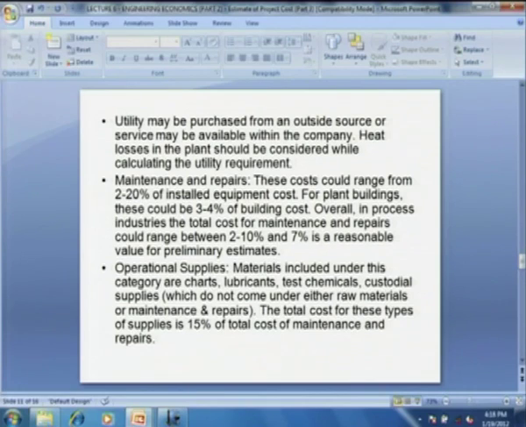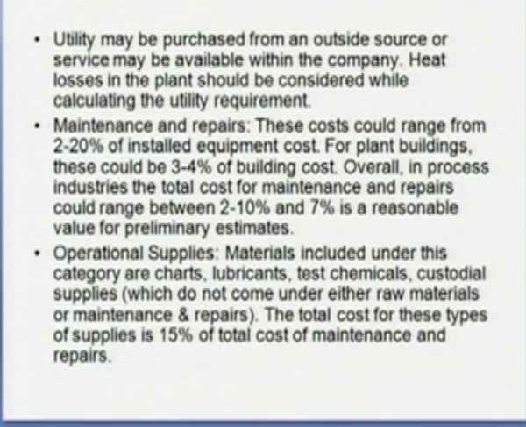Then maintenance and repairs cost, these costs could range from 2 to 20% of the installed equipment cost. For plant building, this could be 3 to 4% of the building cost. Then overall, in process industry, the total cost for maintenance and repairs could range between 2 to 10% and 7% is reasonable value for preliminary estimate.